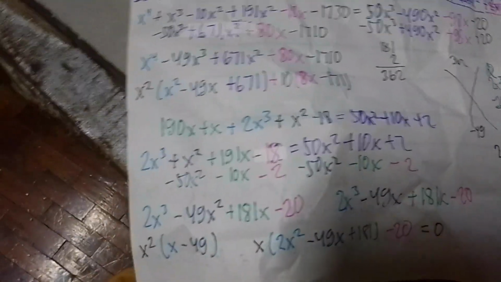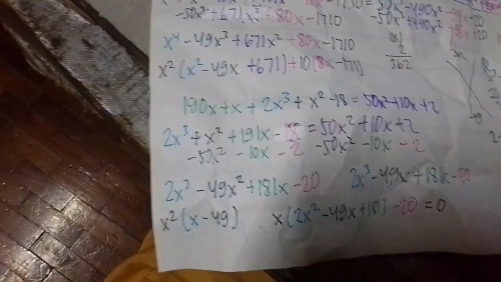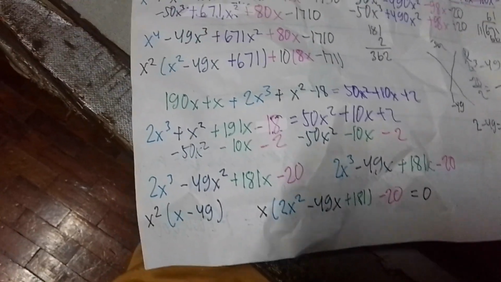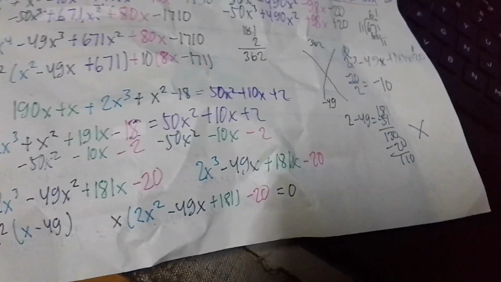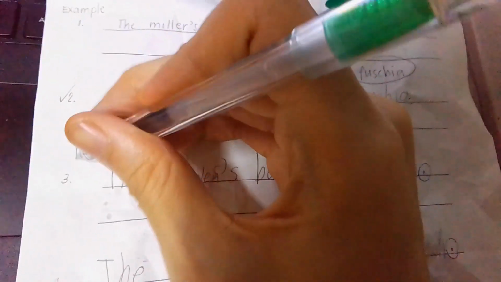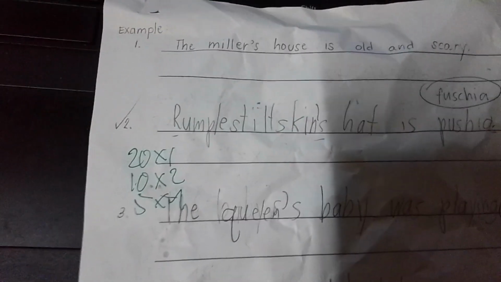Like for instance, the constant is 20. So therefore, we need to write down all the possible factors of 20. And we know all the factors of 20 are, let me write it for you. Now here are the factors of 20. 20 times 1. 10 times 2. 5 times 4. That's it.